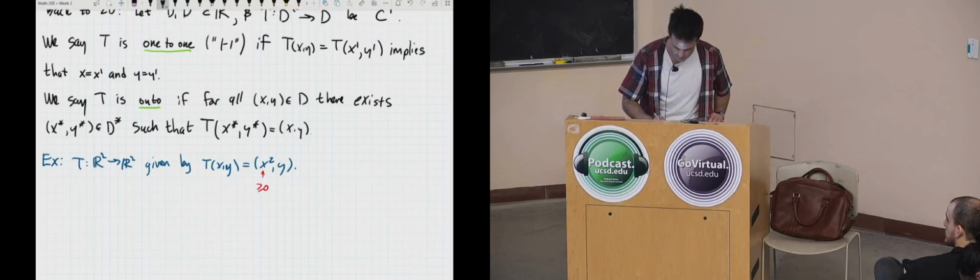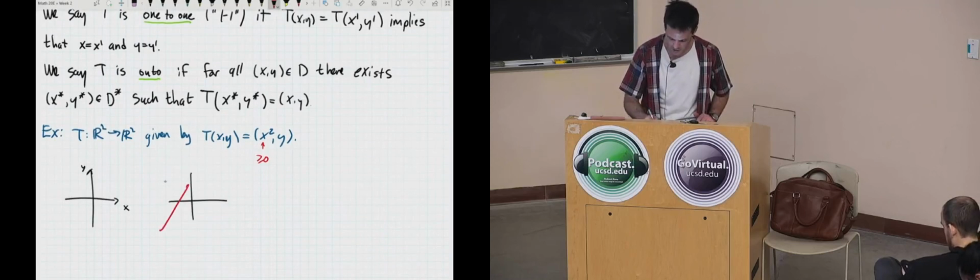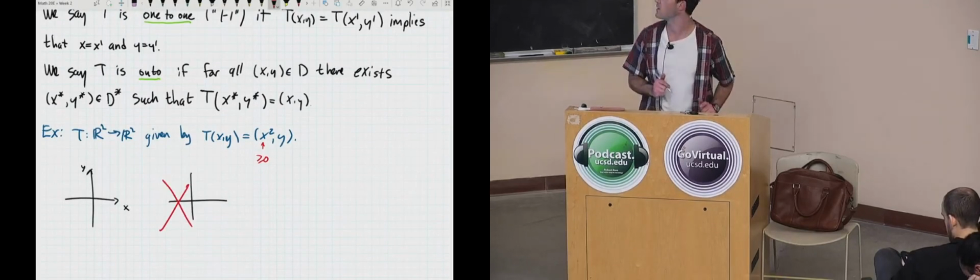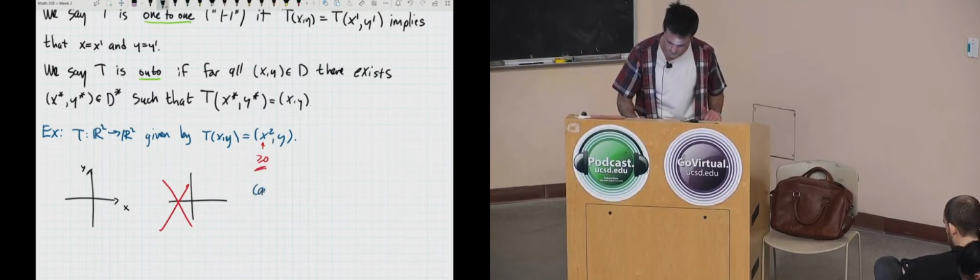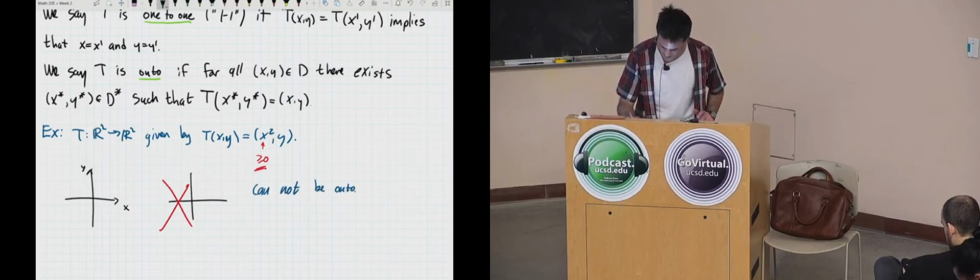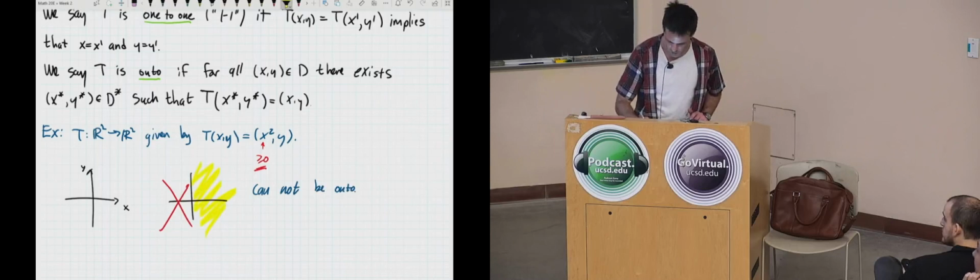Well, the domain, sorry, the domain's the whole plane, but whatever the range looks like, I'll tell you what it doesn't look like. It does not include any points in the left half plane, for sure, because the first coordinate is positive. So it cannot be onto. And in fact, FYI, you can show that the range is exactly the right half plane. But the point is, it's not onto.